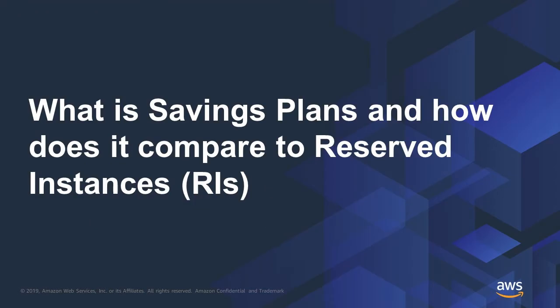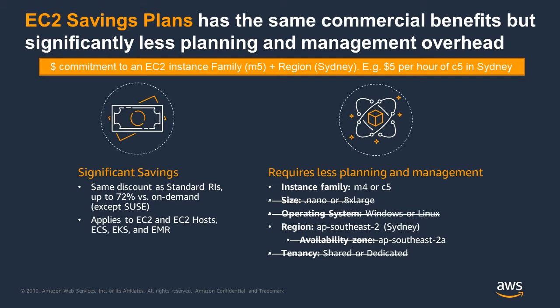Now, if we compare that to savings plans, the first type of savings plan is EC2 savings plans. It provides the same discount as standard RIs up to 72%, except for the SUSE operating system. It applies to EC2 and hosts, ECS, EKS, and EMR as well. So anything with underlying EC2 instances, this will work.